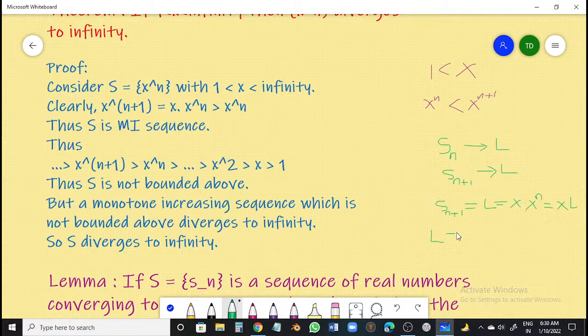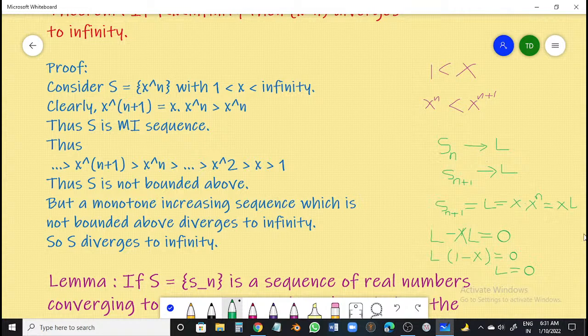So let me take L common. L minus xL, and this is going to be 0. If L is taken common, inside we are left with 1 minus x. And as we know, x is already greater than 1, so 1 minus x cannot be 0. What is 0 is L. So if we say it is bounded above, it will mean to say that it is bounded above by 0.